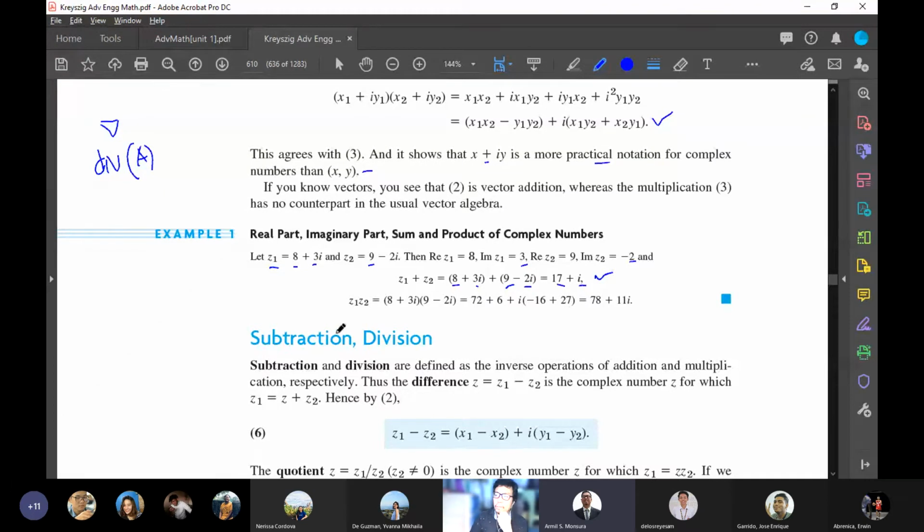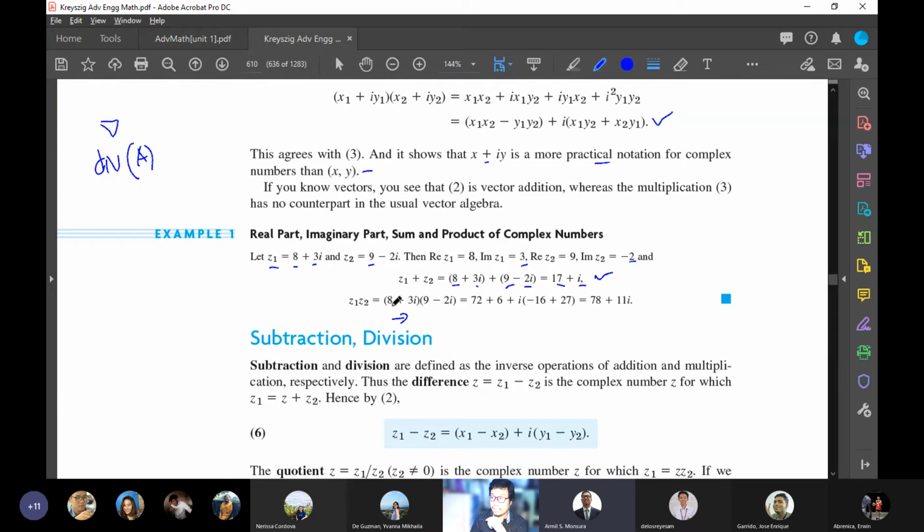Now, how about their products? Their products would be something like this. If you are to solve this kind of product, you should be able to get it easily, because you know that the product of the first terms and the product of the last terms become the real part. And then the outer and the inner become the imaginary part.